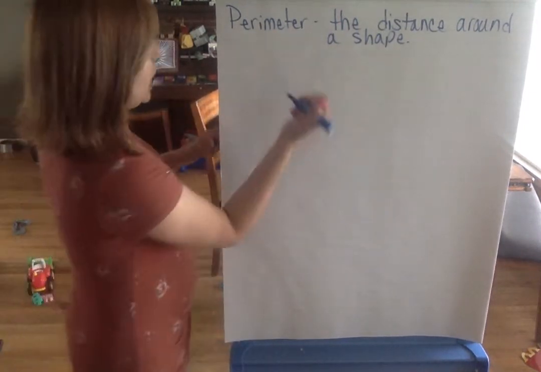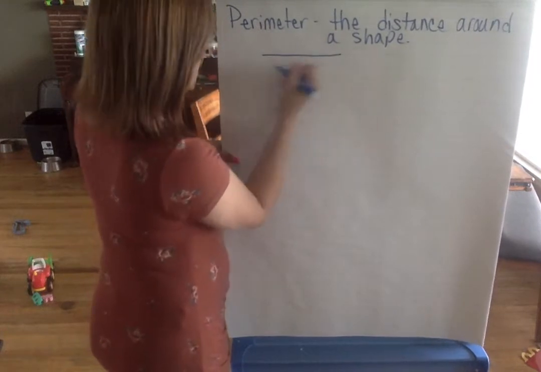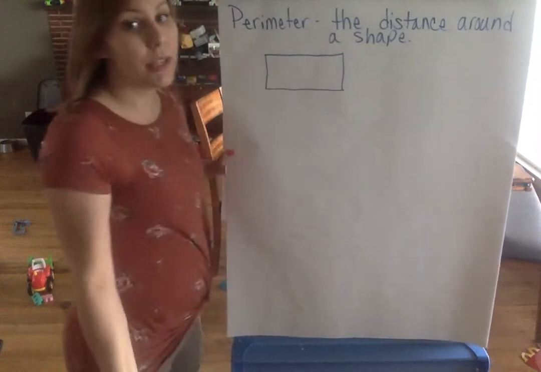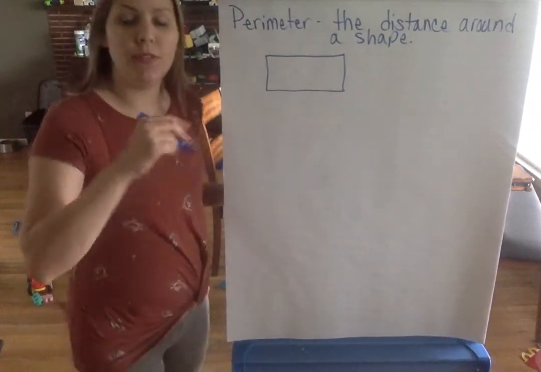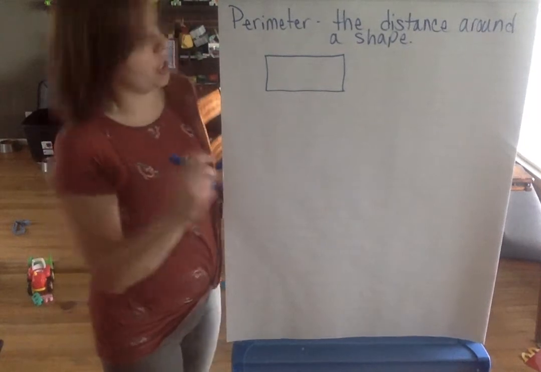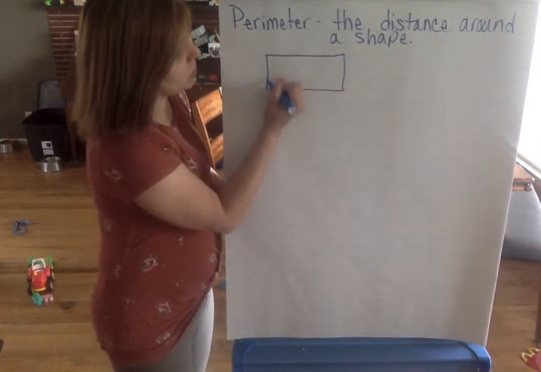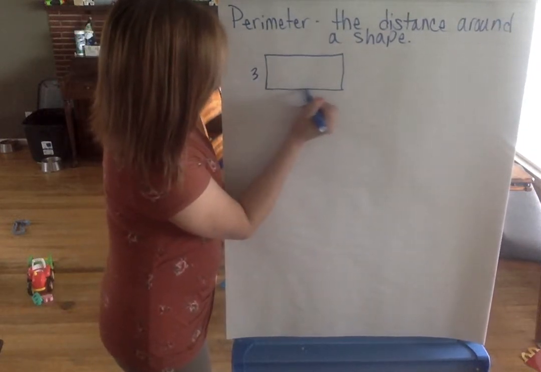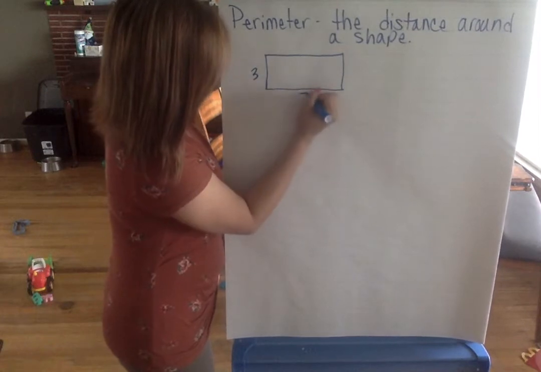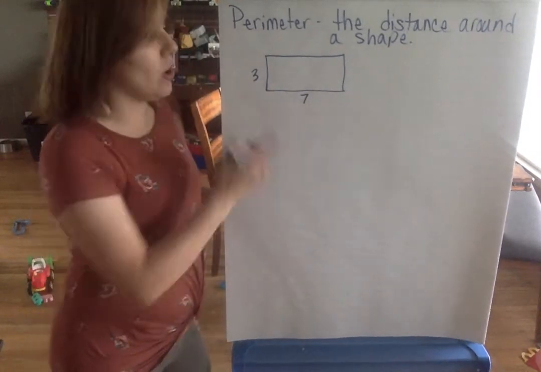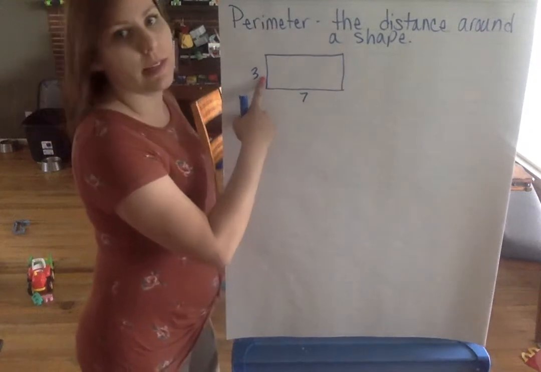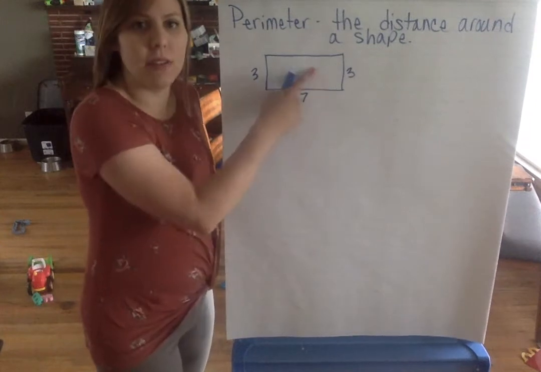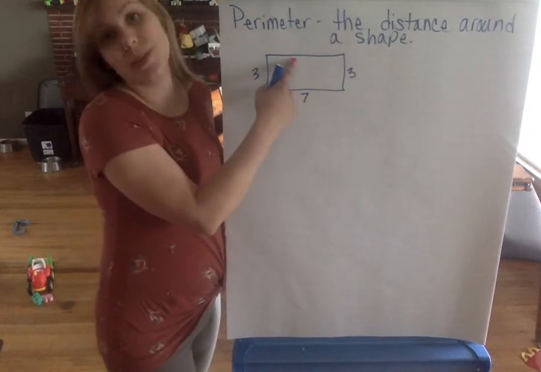So if I give you a shape that looks like this, and I would ask you to find the perimeter, you would find how long it would take for you to walk all the way around the shape. So I would say there's 1, 2, 3 on this side, 1, 2, 3, 4, 5, 6, 7 on this side, and I know that in a rectangle opposite sides are the same. So if this side is 3, then this side is going to be 3. If this side is 7, then what is this side going to be? It's going to be 7.